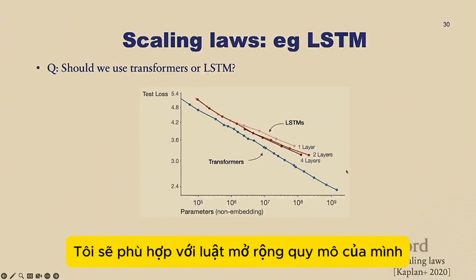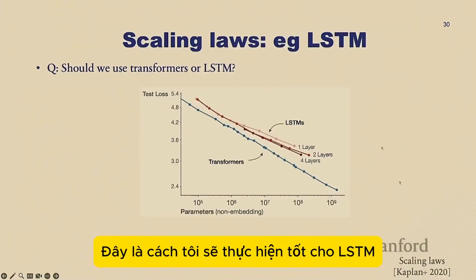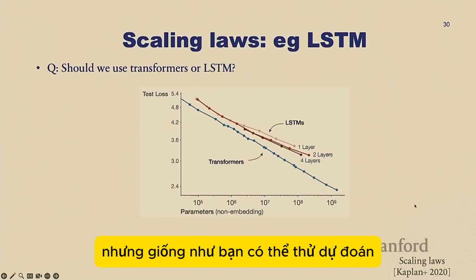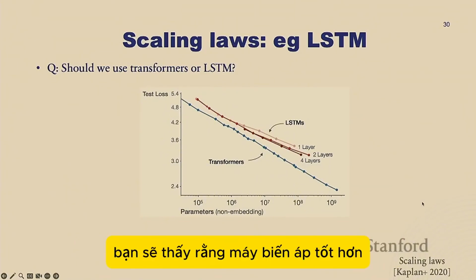I will fit my scaling law, and then I will be able to predict, if I had 10 times more compute, here's how well it would perform. For the LSTM, it's actually slightly less linear, but you could probably try to predict where you would end up. And clearly from this plot, you would see that transformers are better.